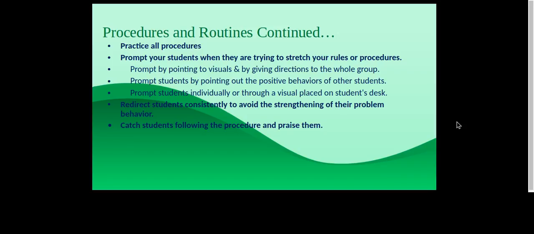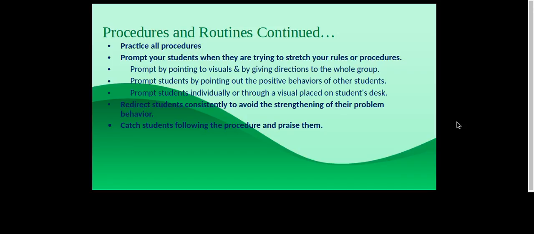When we were talking about procedures and routines, we talked about practicing the procedures, and also about redirecting students who weren't following the procedures. This is the way to make sure that you're strengthening those procedures, making sure that the students' behaviors related to those procedures are as expected. But what we didn't identify is specifically how you might redirect.